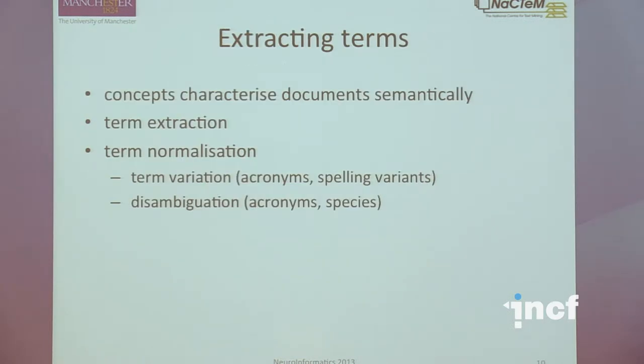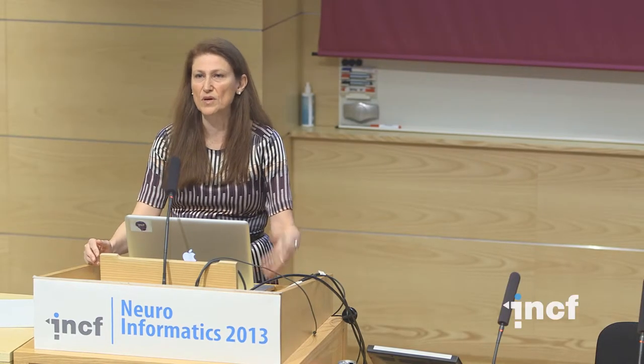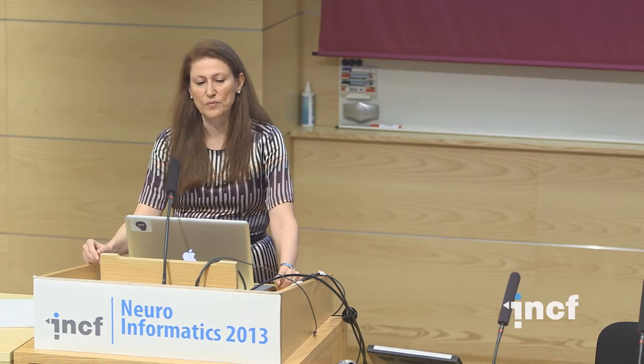So, the simplest, if we think about text mining pipelines in different layers of sophistication, perhaps the simplest is extracting terms. But this is an important part because technical terms and concepts characterize documents semantically. So we know we're talking about a neuroscience topic or about Alzheimer's disease because the terms tell us so. But when we're trying to extract terms, things are not so simple.